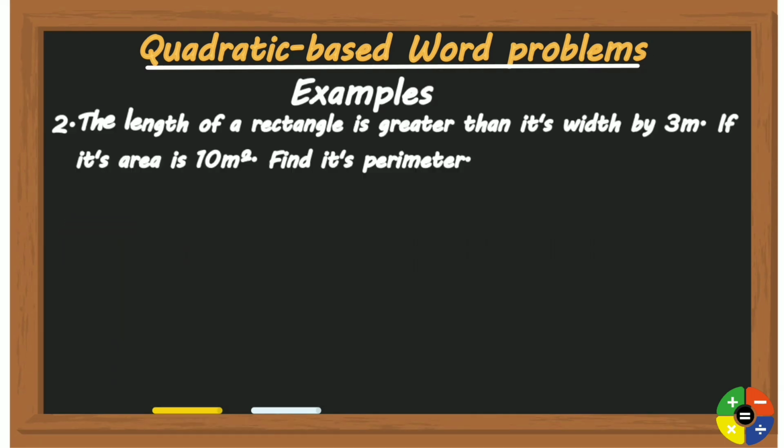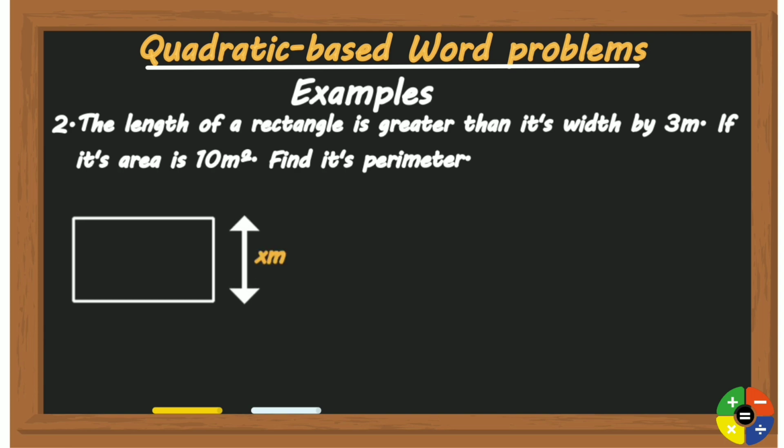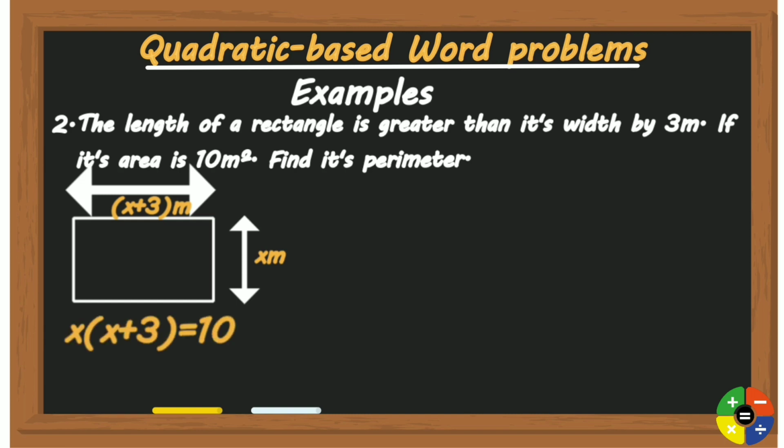2. The length of a rectangle is greater than its width by 3 meters. If its area is 10 meters squared, find its perimeter. We will start by making a rough sketch of the problem. Letting the width be x meters, the length will be x plus 3 meters. From the condition given in the problem, the equation can be formed: x into x plus 3 is equal to 10. Multiplying out the bracket and rearranging gives x squared plus 3x minus 10 is equal to 0.